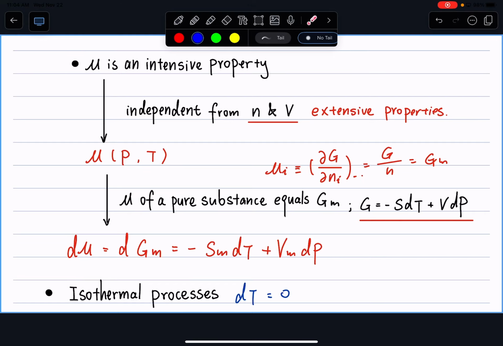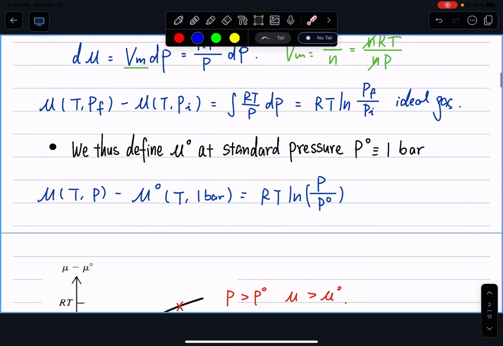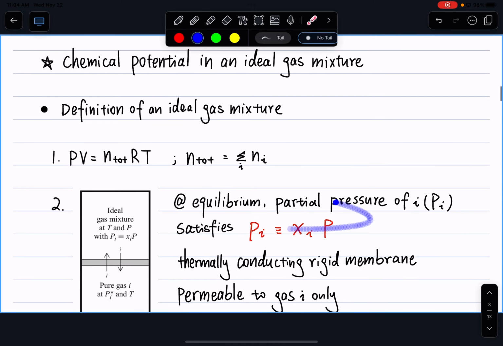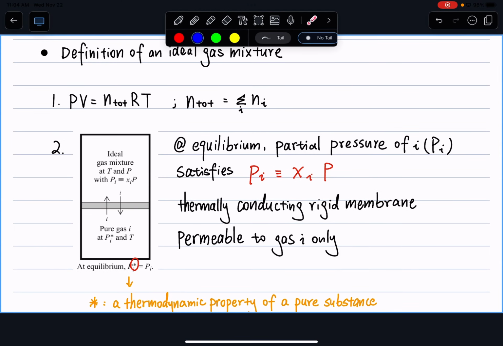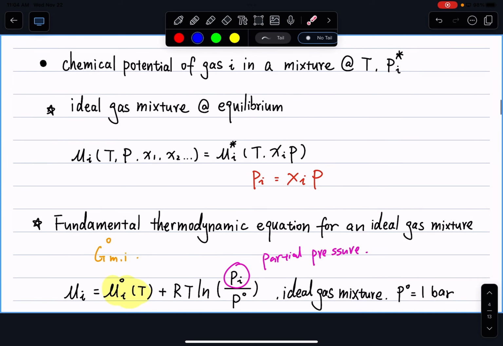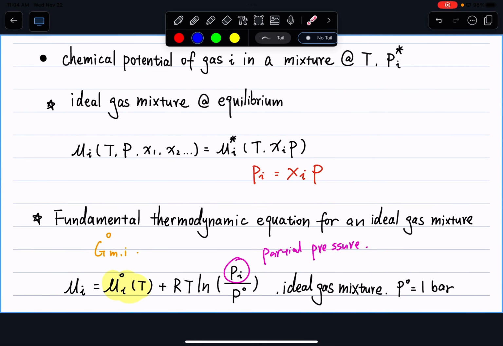And when we're talking about the ideal gas mixture, what do we have? Yeah, we defined that ideal gas mixture so that the partial pressure of that specific substance i equals its mole fraction times the total pressure of that entire mixture. And that's one of the definitions of ideal gas mixture. And using this definition, that at its equilibrium, the partial pressure of i satisfies P_i equals chi_i times P, we then move on to derive the expression of your chemical potential.